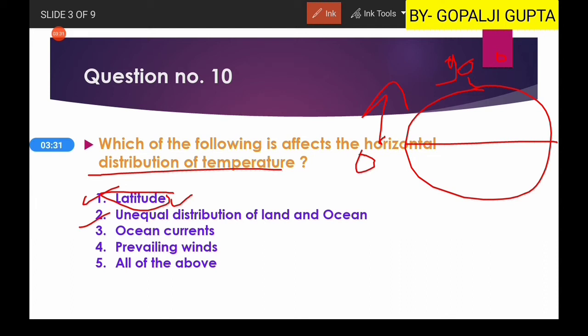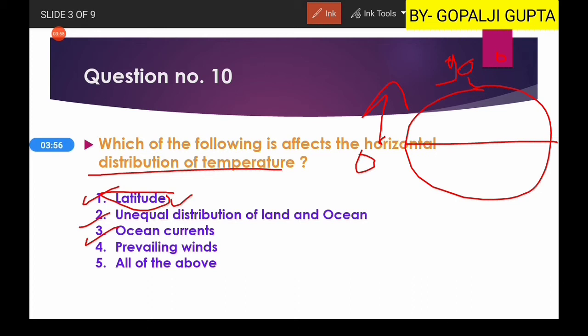Then you have the ocean currents. As you know, oceanic water moves along with the movement of air. With these movements, certain cold water currents move towards the warmer areas, and certain warm water moves towards the colder areas. So it causes a change in temperature, and the ocean currents also influence the distribution of temperature.